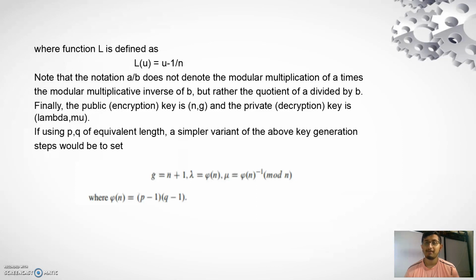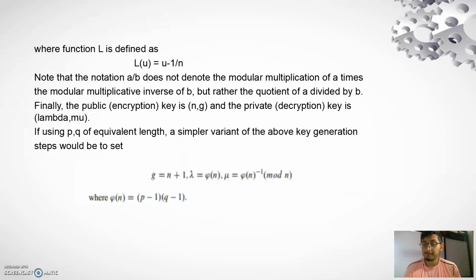Very simple, a by b does not mean that a is being multiplied by the modular multiplicative inverse of b, but rather the quotient of a divided by b. As simple as that. Finally, the public key will be n comma g. n is the product p into q, and g is a random integer we selected in the range Z n square, remember.